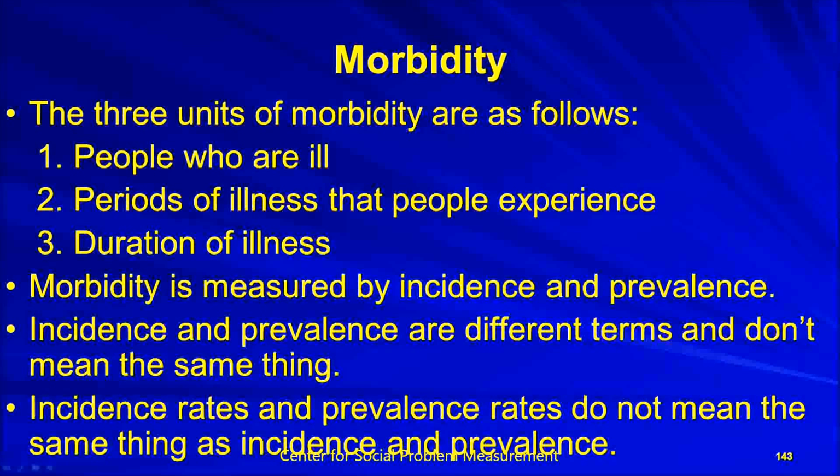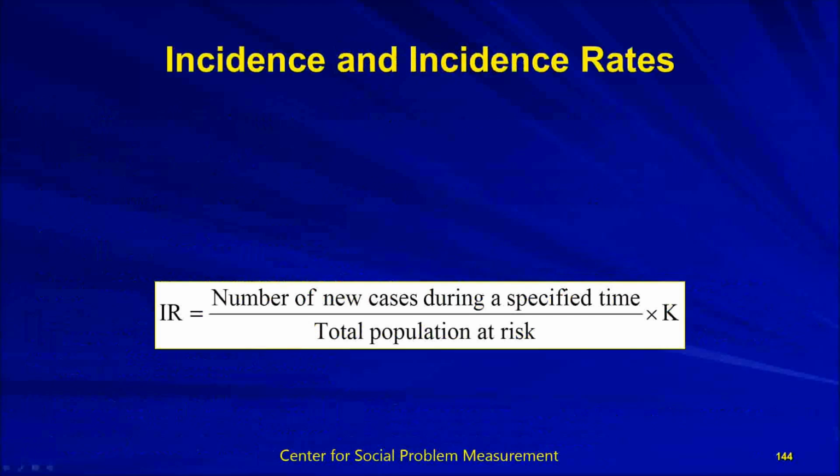And incidence and prevalence are not synonyms. They don't mean the same thing. I hear them used all the time in the same sentence, or as one term being exchanged for another, which is incorrect. And incidence rates and prevalence rates do not mean the same thing as incidence and prevalence. Incidence rates and prevalence rates involve a calculation, and I'll go on with that here in just a second.